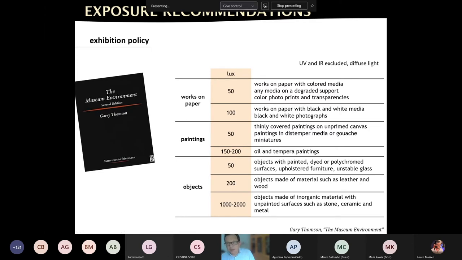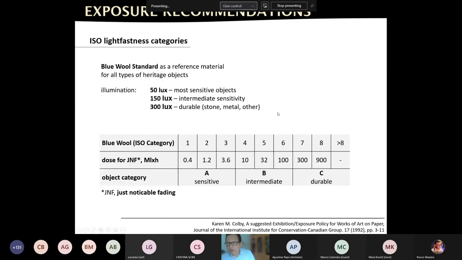But these groups, these categories of objects are very broad. Yes, so works on paper with colored media, it's a very broad category. Do we really need to present only at 50 lux, which is quite limiting, especially for older people and especially for objects with low contrast? It doesn't give you the real comfort of seeing the colors, yes? So that's something that I will discuss in the last part of my presentation.